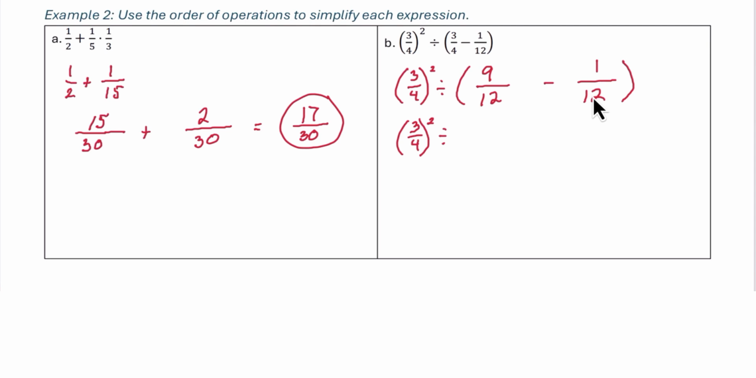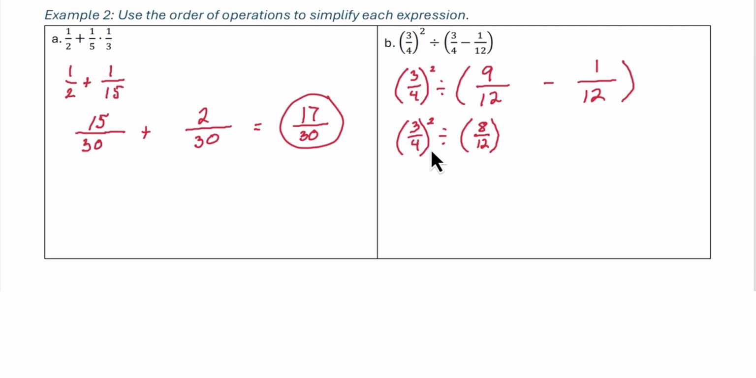9/12 minus 1/12. We look at the numerator. 9 minus 1 is 8. So we have 8/12, which will actually reduce. Let's reduce at the same time we square this part. The next part of the order of operations is exponents. So we have 3/4 squared.